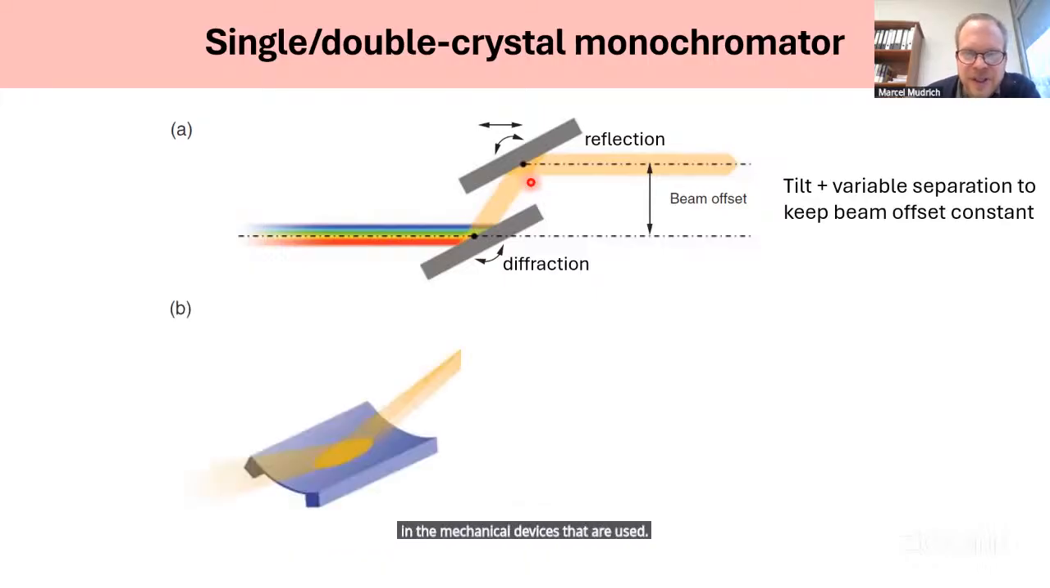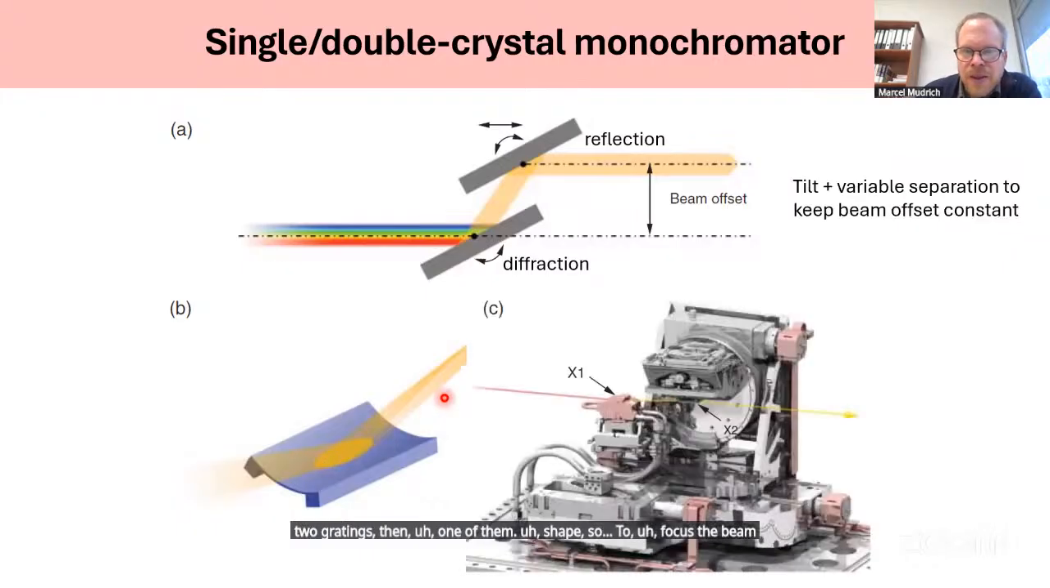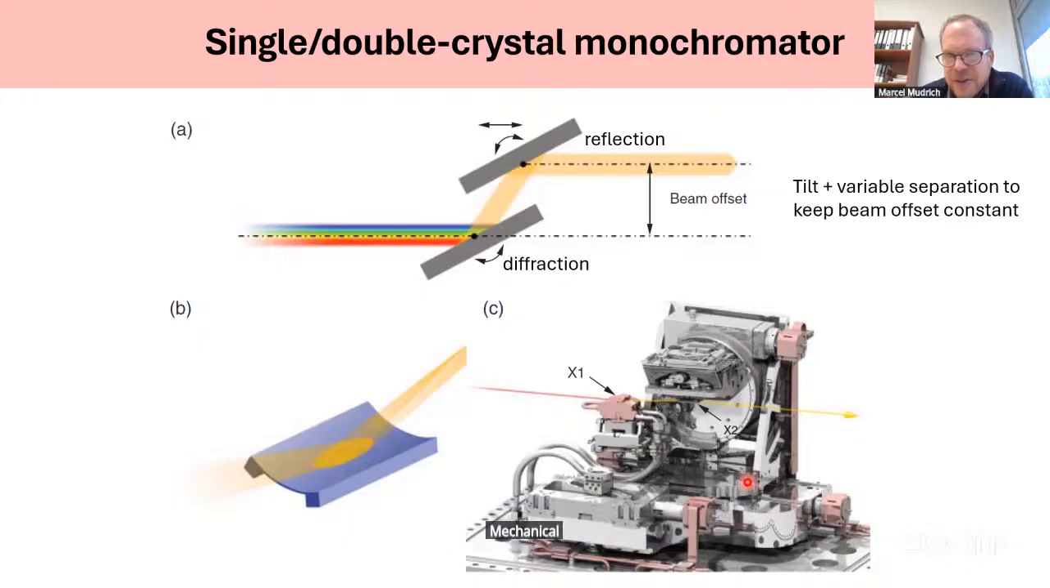And oftentimes either the grating or the mirror, or if it's two gratings, then one of them, has a curved shape to focus the beam at the same time. Of course, these monochromators are quite sophisticated, bulky mechanical devices that control all these degrees of freedom. Plus, they need water cooling. So these hoses here are for water cooling. Plus, the whole thing has to be in high vacuum. So this is quite expensive and large, sophisticated machinery.